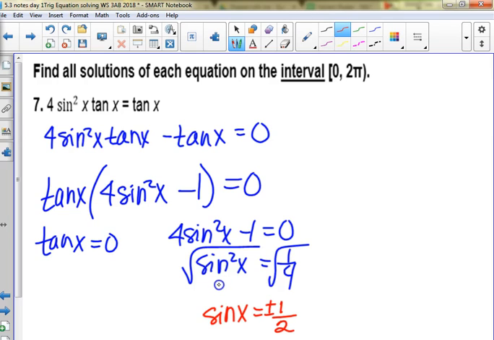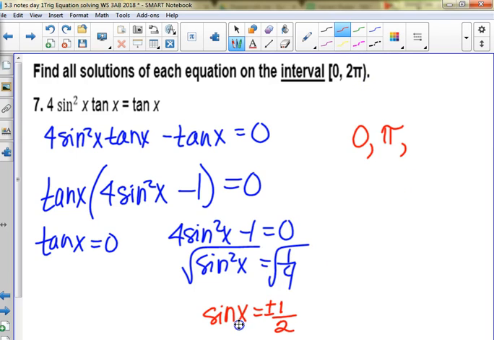Tangent is 0 when what's 0? Tangent is y over x. So what needs to be 0? The y, or the sine. Where is that 0? 0 and pi, which is 180. Yep, we're in radians, okay? It's also true at 2 pi, but it had a soft parenthesis there.